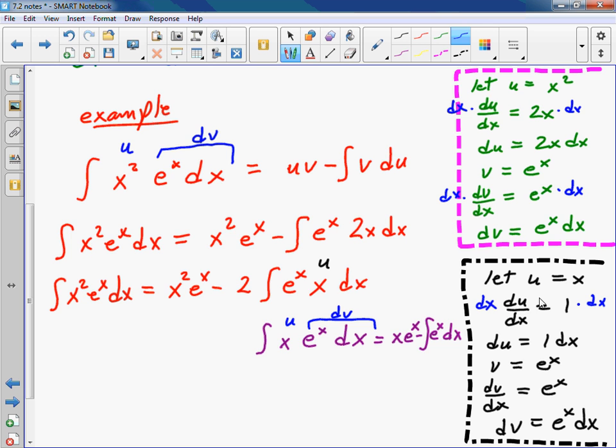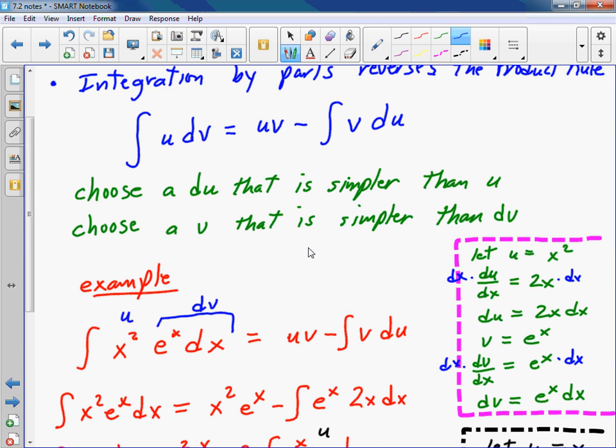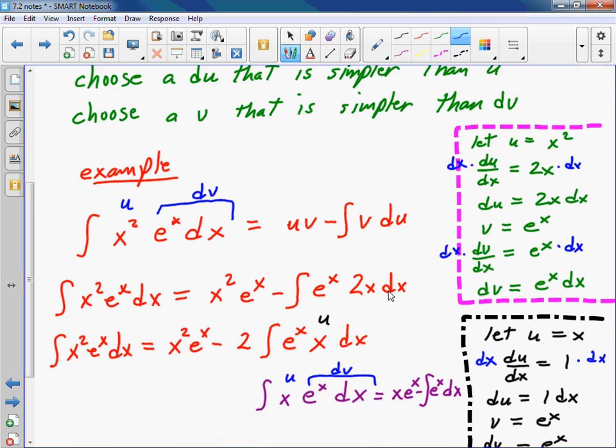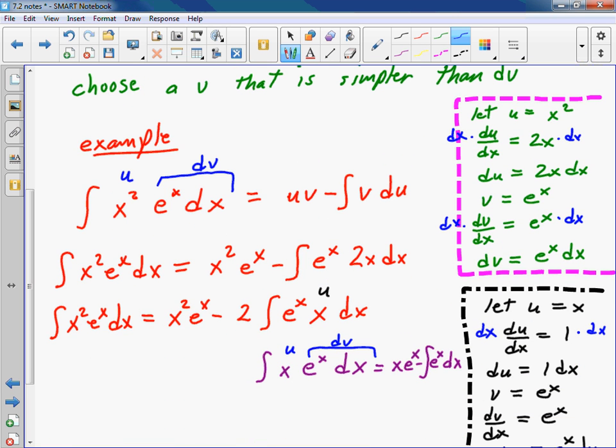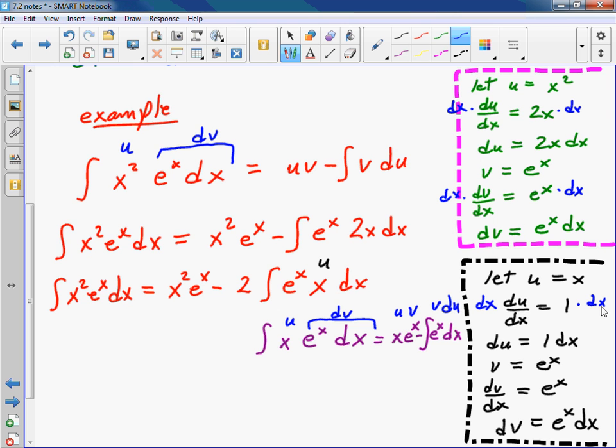Okay, and let's check that. So we have uv minus the antiderivative of v du. Okay, so this is uv and v du. So u was x, v was e to the x, and the antiderivative of v e to the x du is dx. Okay, we're good. 1 dx or just dx. We're good.